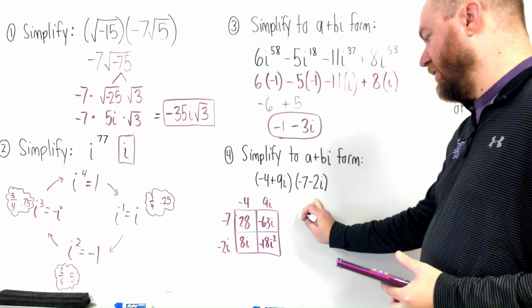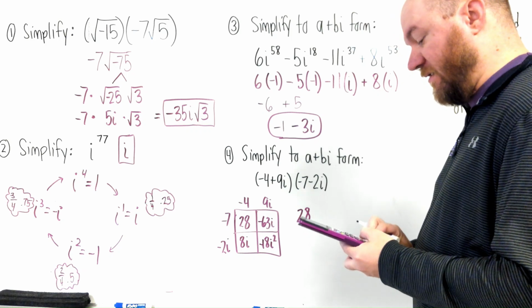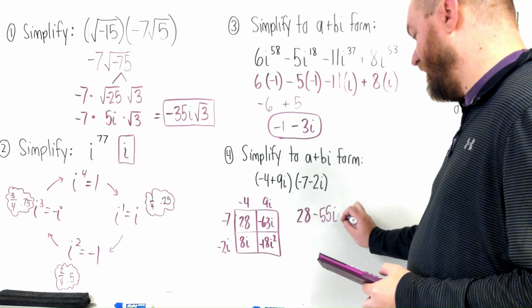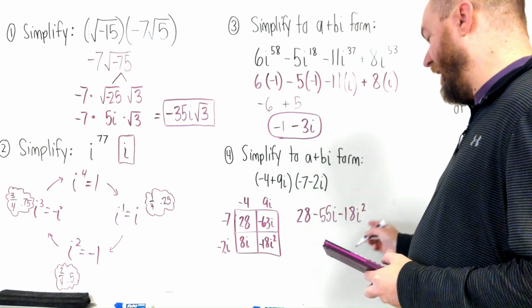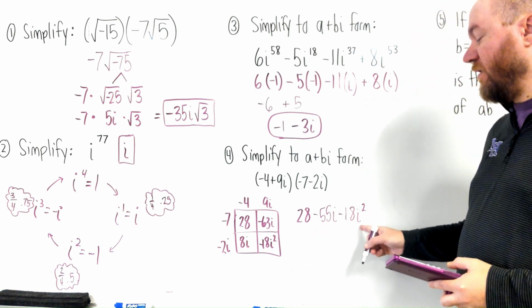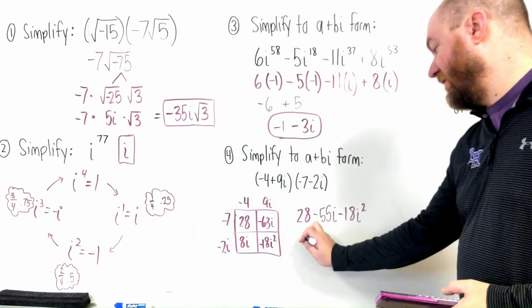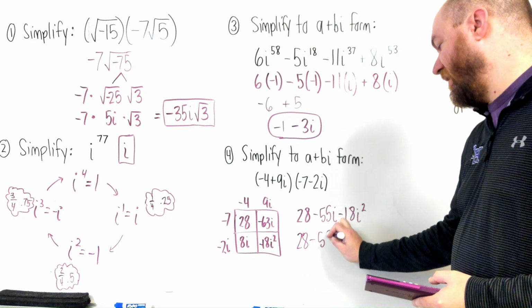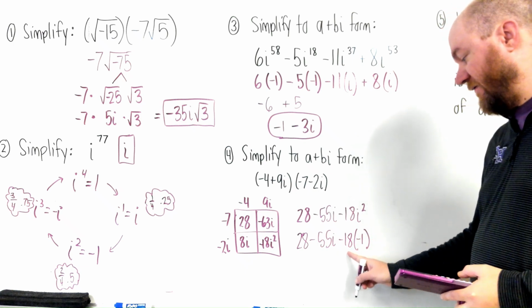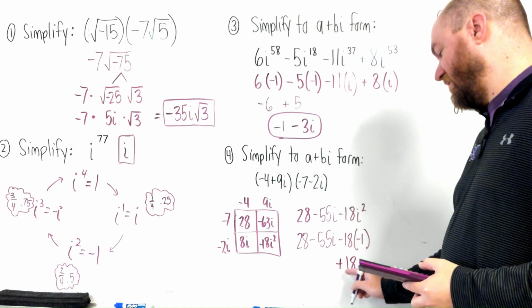Now, why did I say to be careful there? When I combine like terms, I get 28. 63 minus 8 is 55, so minus 55i. And then -18i squared. I can simplify this more. I know it's tempting to say this is our answer, but i squared, we know the answer to i squared is -1. So I can change that to be a -1. So 28 minus 55i, -18 times -1, which is +18. Right? Negative times negative is positive.